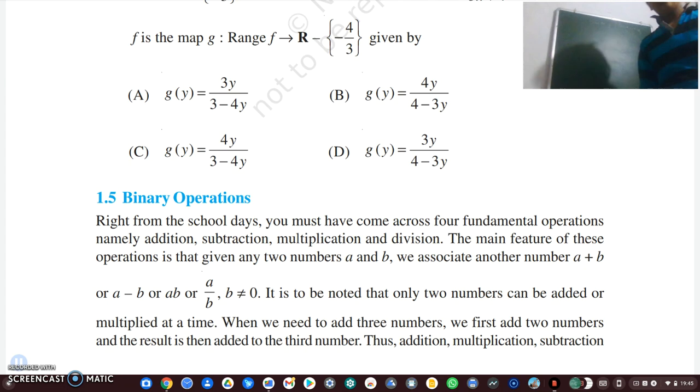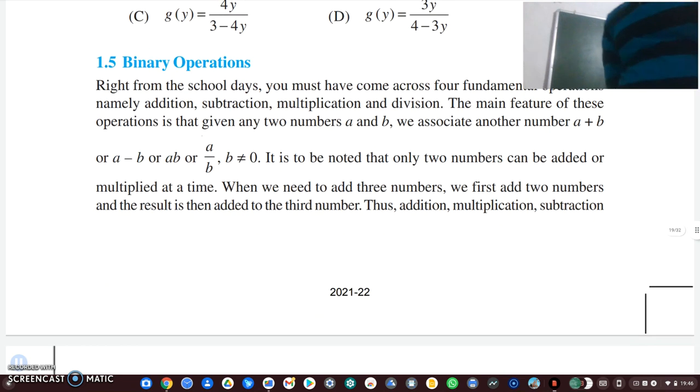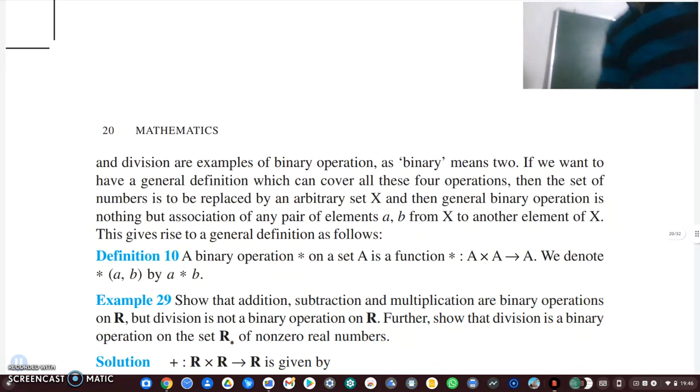If I write A star B and it is given as AB, meaning if this equation is given that A star B is equal to AB, then yes, it will be a binary operation. A binary operation could be addition, subtraction, multiplication, division. So that's binary operation.